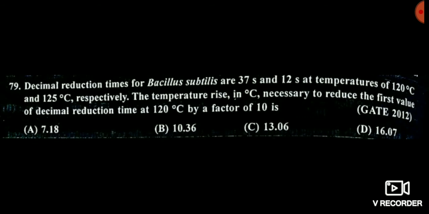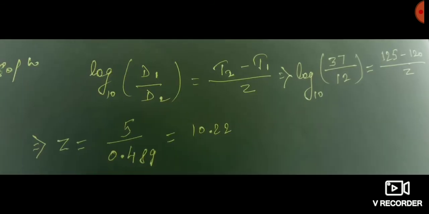Now friends, see another question. It is also a very easy and very basic question. You see both the decimal reduction times D1, D2 values are given, and the temperature T1, T2 values are also given. And it is asking, when it is reduced by a factor of 10, then what is the decimal reduction time at 120 degrees centigrade. So friends, this is the solution.